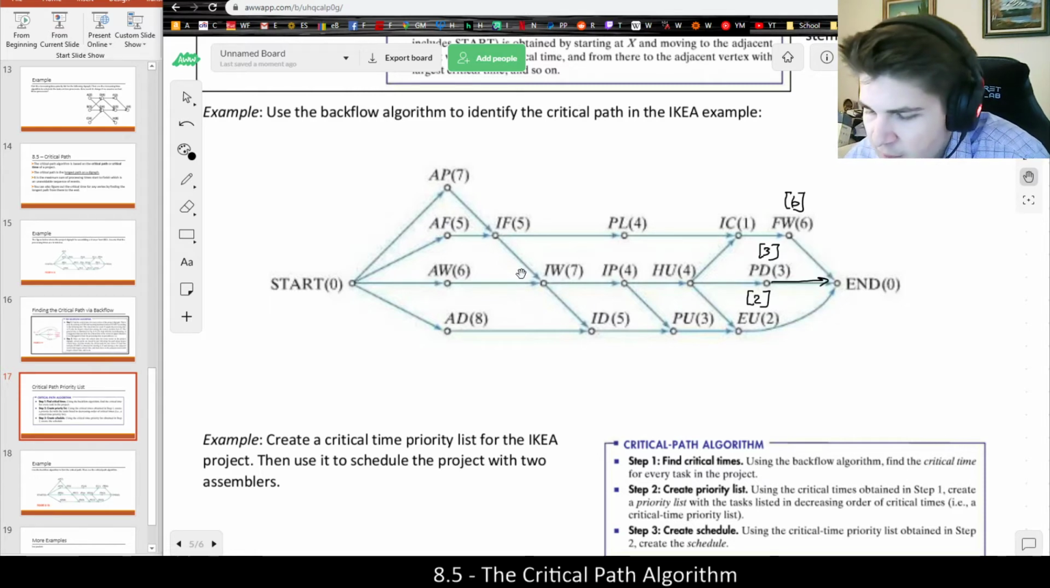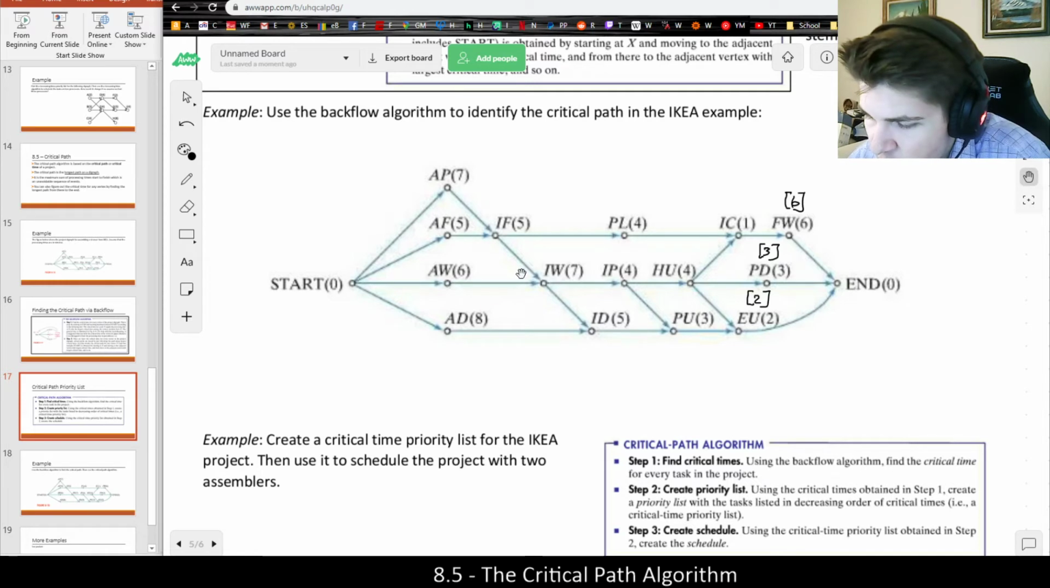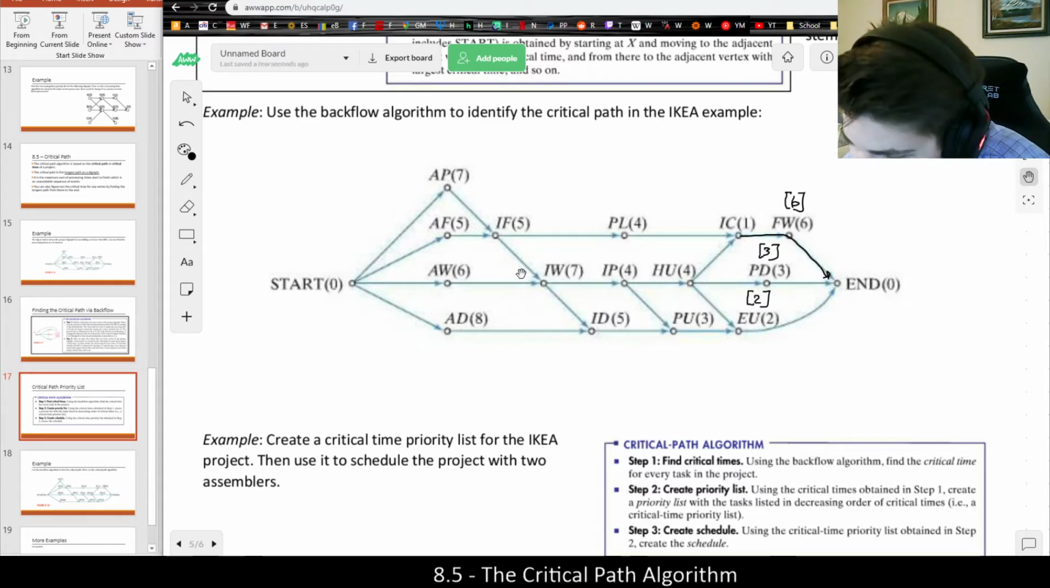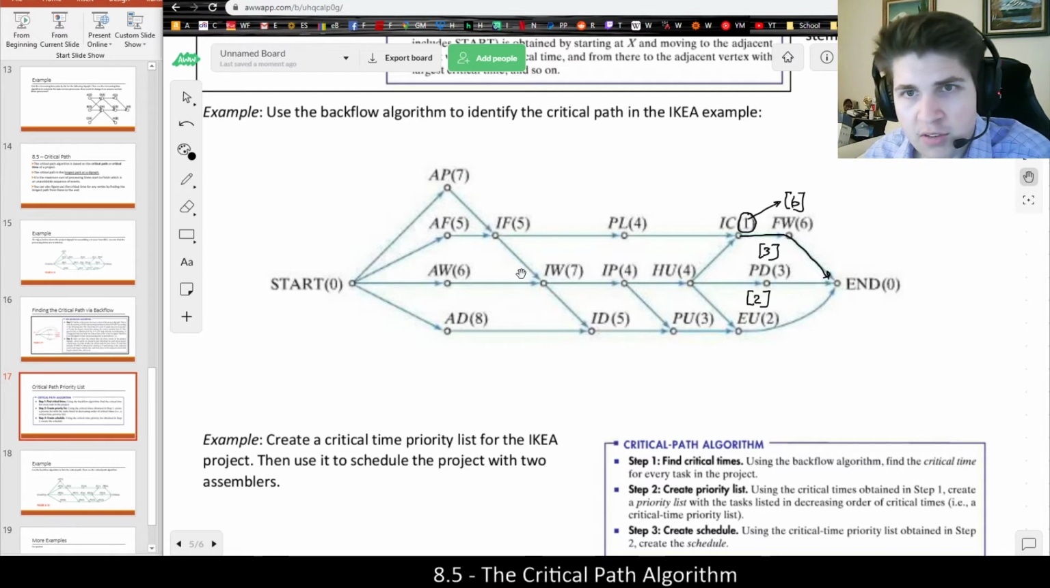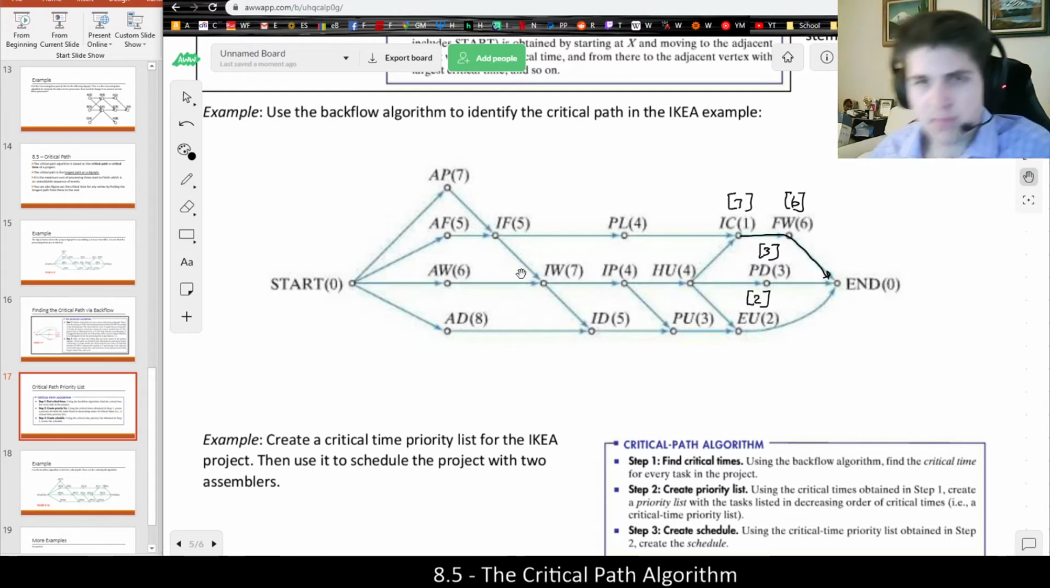And now, once we have those, we could work our way backwards. Next, we could do IC. So for IC, there's only one path from IC to the end, but the critical time will be the sum of all the points. And if we're focused on exactly that rule, we're going to take the processing time of IC and add that to the critical time of the vertex from it. So IC is going to be 1 plus 6, which is 7, of course, because it's the sum of all the times in the project.